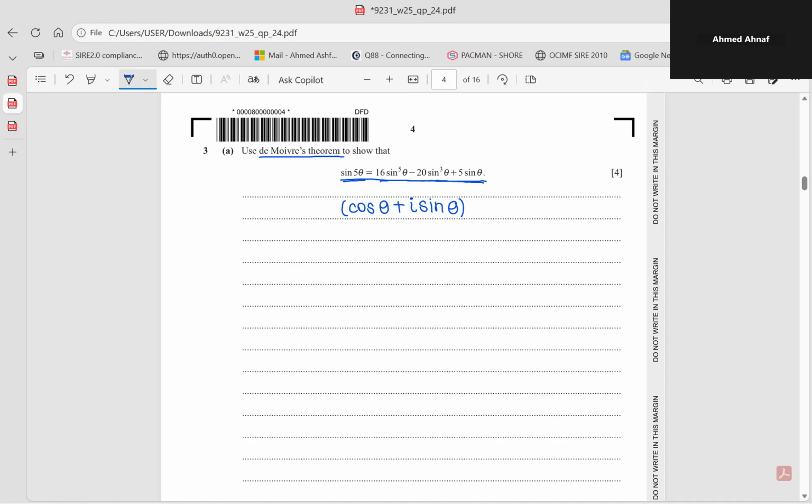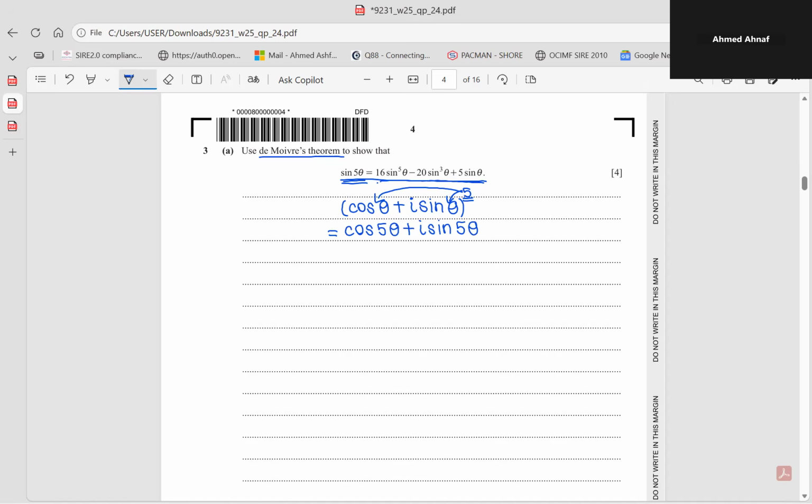All right. So since we want to find sine 5 theta, we're going to raise this to the fifth power. Okay. So here's where De Moivre's theorem comes in. De Moivre's theorem states that for this trig expression, we can distribute the power over to the thetas. So doing that, the 5 will just go onto the theta. So you'll get cos 5 theta plus i sine 5 theta. Okay. So this is what De Moivre's theorem is.